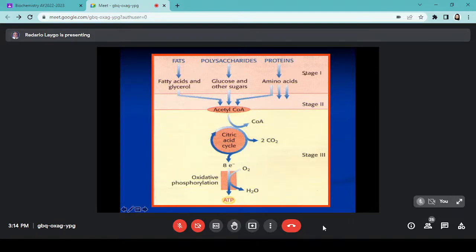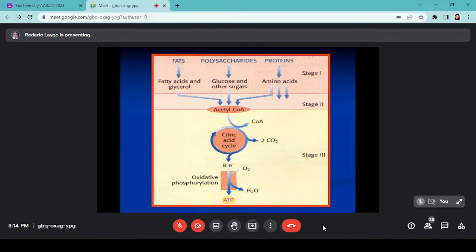And then after formation of acetyl CoA, this will now go into stage 3, whereby acetyl CoA will condense with the most important intermediate of your Krebs or citric acid cycle, which is oxaloacetate, forming citrate, the first intermediate. And from there, the name citric acid cycle was derived. This is sometimes also called the tricarboxylic acid cycle by the nature of the structure of citrate. It has three carboxylic groups.